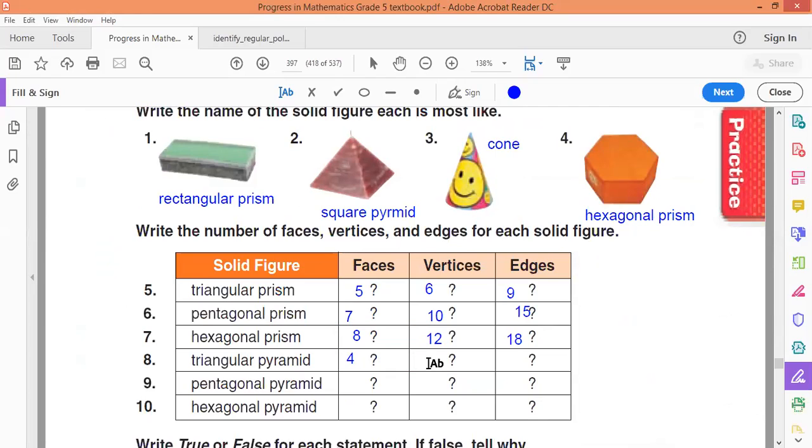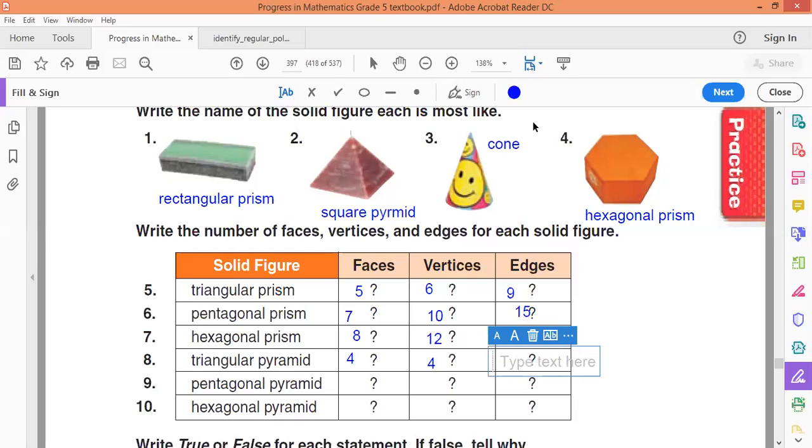Now, what about vertices? 1, 2, 3, 4. Vertices will also be 4, and edges will also be the same, 4. No, edges will be more.